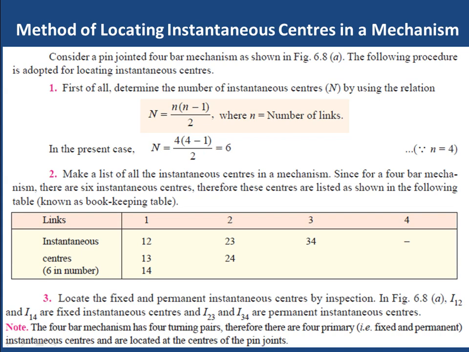Next, the third link, the combination with respect to 3 and 4. 3, 2 is already done, 2, 3 is nothing but the same. 3 and 1 also, 1, 3 is already taken here. So the only one remaining is 3, 4. Then for the fourth, all are already there: 4, 1 is taken as 1, 4, 4, 2 as 2, 4, and 4, 3 as 3, 4. So you can see only 6 possible cases are there: 1, 2, 2, 3, 3, 4, 1, 3, 2, 4 and 1, 4. So a total of 6 I centers are possible.